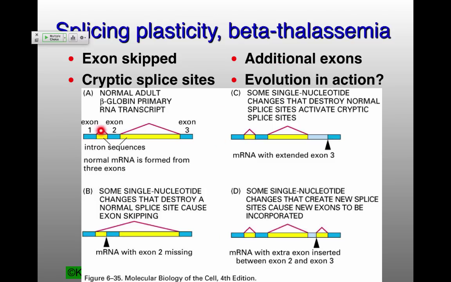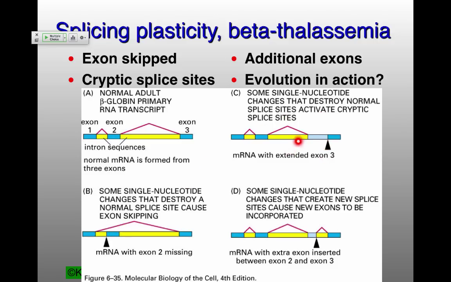So normal beta globin has 3 exons. These 2 introns get cut out. You end up with all 3 of these exons. In some cases of beta thalassemia, you have a single nucleotide change, and it'll be right here at the beginning of this exon or the end of the intron. Both of those have been seen, and this exon is never used. So now we have a beta globin which is missing part of the protein.